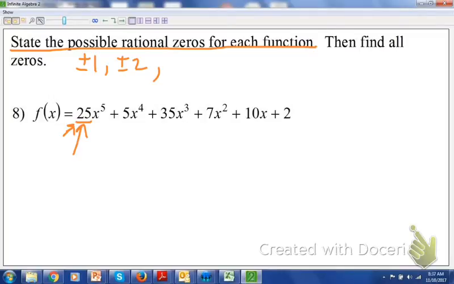All right, so what are the factors of 25? Plus or minus 5 and plus or minus 25, right? So I got plus or minus 1/5, plus or minus 2/5, plus or minus 1 over 25, and last one, plus or minus 2 over 25.